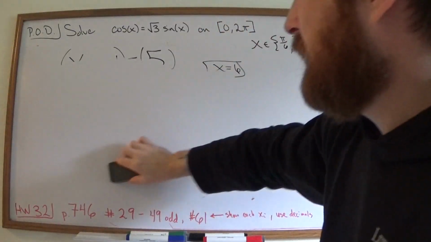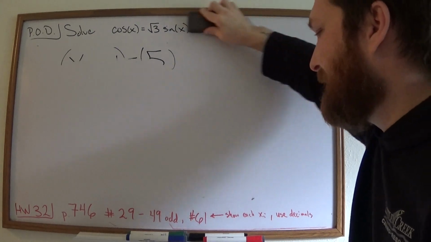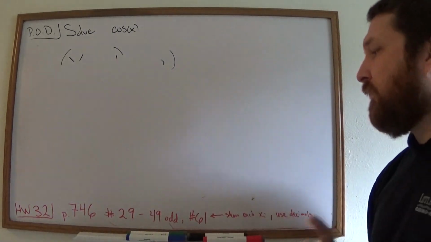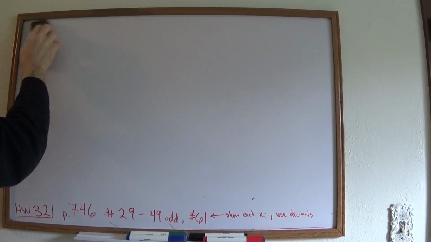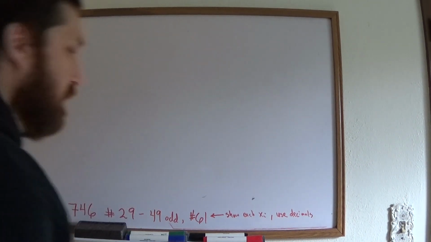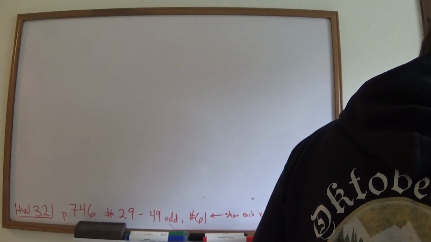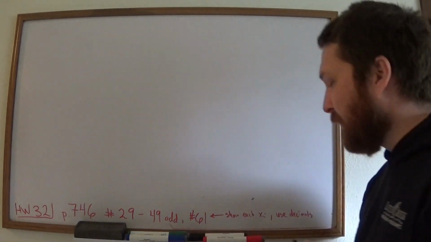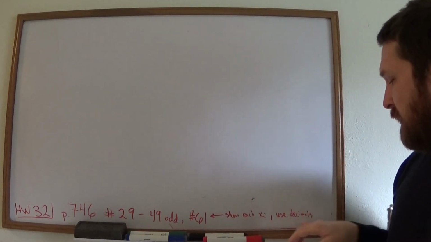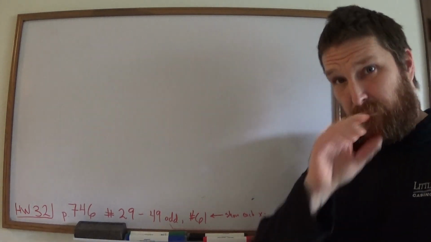Homework. Number 32, page 746. Numbers 29 through 49 odd, and number 61. Okay? That one's a bit difficult. You will need to read the prompt above it. It says, some calculators use an algorithm, and so on. I'm going to tell you, I wrote here, use decimals. What I mean is, use a calculator to do this.